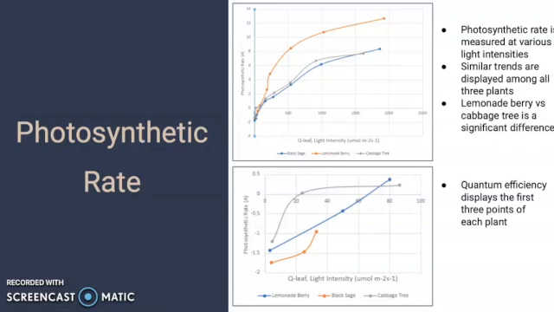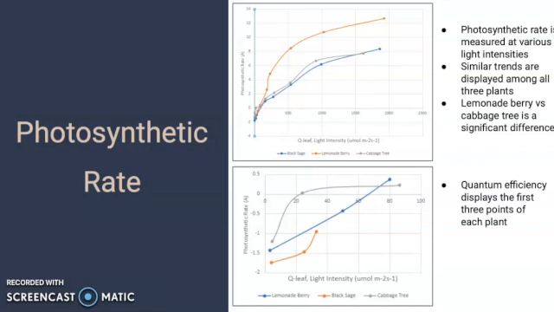And the graph underneath this is showing quantum efficiency. It's the first 3 points of our photosynthetic rate graph. And the curve for lemonade berry in this stage has a continuous upward linear regression. Black sage had a great upward increase compared to the gradual progression of lemonade berry and cabbage tree. And the quantum efficiencies for these 3 plant species are 1.8 for black sage, 1.5 for lemonade berry, and 0.8 for cabbage tree.